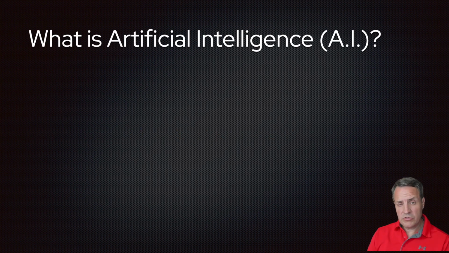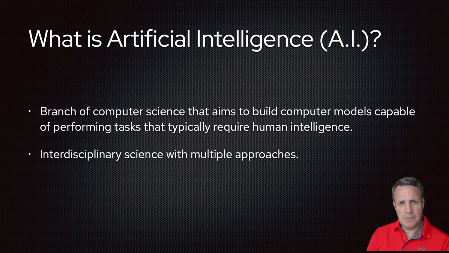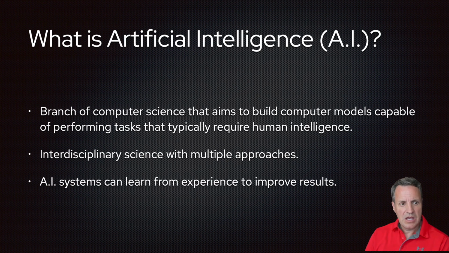So, what is artificial intelligence or AI? Well, if you ask five different people, you'll probably get five different answers. But the denotative meaning of the term is that it's a branch of computer science that aims to build computer models capable of performing tasks that in the past would require some kind of human intervention. It is an interdisciplinary science that takes an epistemological approach to traditional computer science. And then AI systems can learn from experience to improve those results over time.